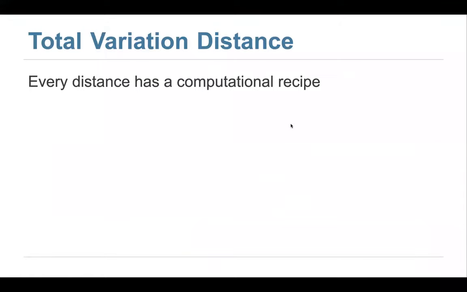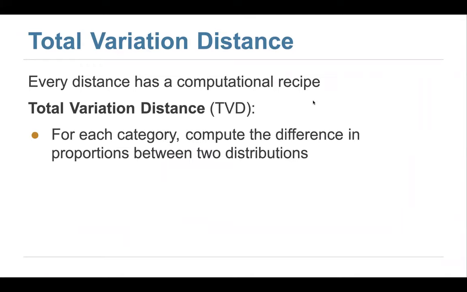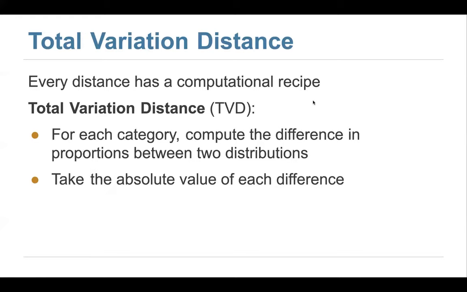So this new statistic, we're going to call the total variation distance. And that's going to be how we summarize all those differences into a single number. So the way it's going to work is, again, for each category, compute the difference in proportions between the two distributions. That's what we just did with the diffs. Then we take the absolute value of each difference. Then we sum them up. And then we'll also divide the sum by 2.